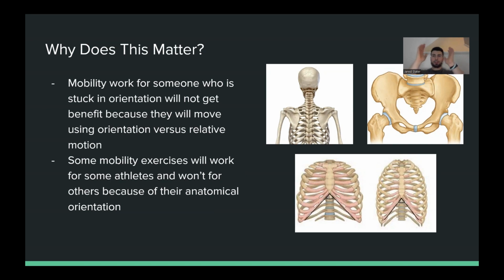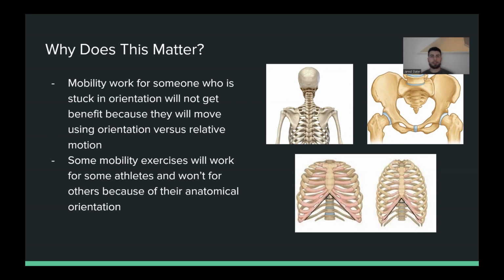Most mobility exercises, in my opinion, are prescribed for people who are in this orientation right here. Oh, you don't have external rotation? Let's spam some ER mobility drills to get external rotation. It could work, but most likely, at least what I think, is their pelvis is off, and they're going to be using their pelvis, moving through orientation like this to get that ER rather than moving through this to get ER. That's just my thinking on it.